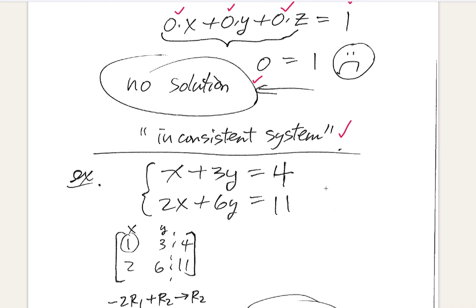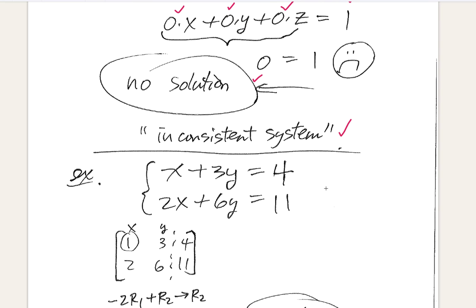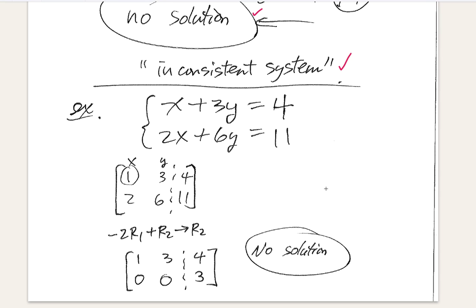All right, let's look at this one. X plus 3y equals 4, 2x plus 6y equals 11. I think you can see that there's actually no solution here. There I wrote the augmented matrix, 1, 3, 4, 2, 6, 11. -2 times the first row added to the second row replaces the second row. And you see here we get a bottom row where we've got 0, 0, 3. Now, if at any point you run into a contradiction, which is always going to be 0 equal to a non-zero number, then you can just stop and say there's no solution.